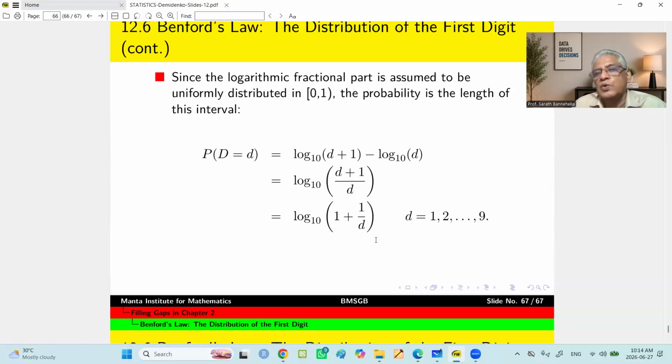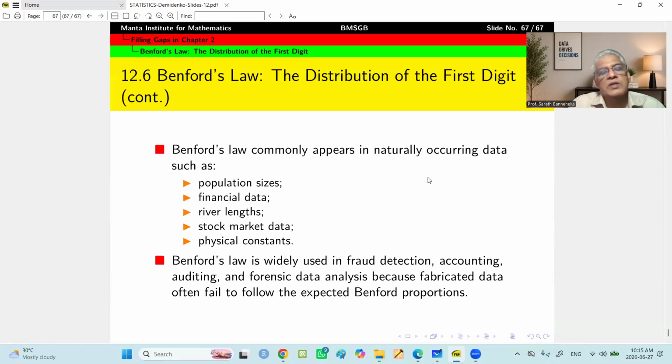So notice that this derivation is based on one important assumption: when you take the log of x, the fractional part is uniformly distributed. This is a fairly reasonable assumption for most data sets, but it may not be reasonable for some particular data sets. In that case, Benford's law will not be valid for that kind of data sets, right?